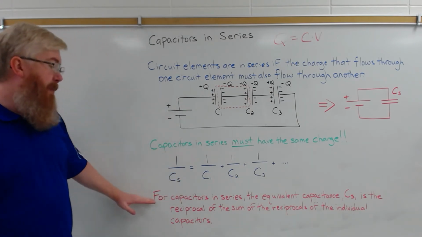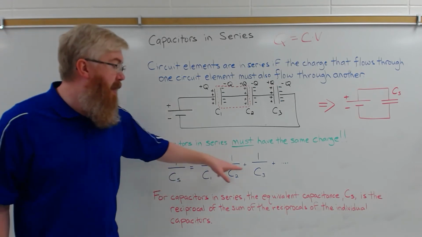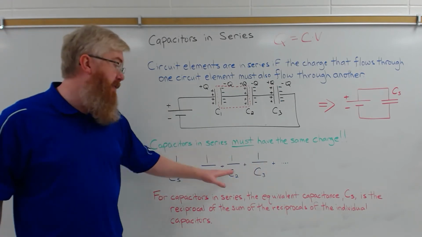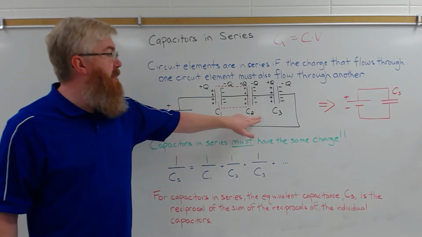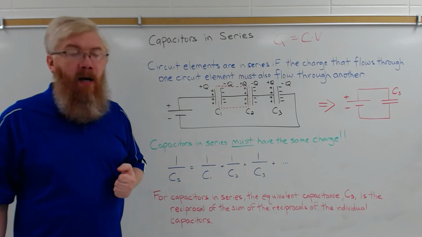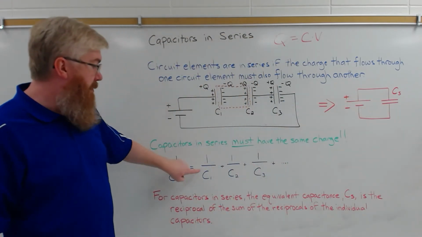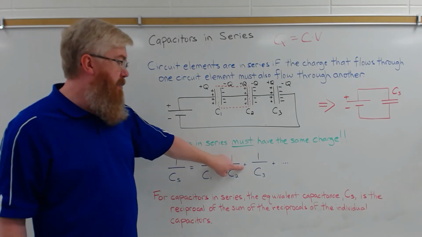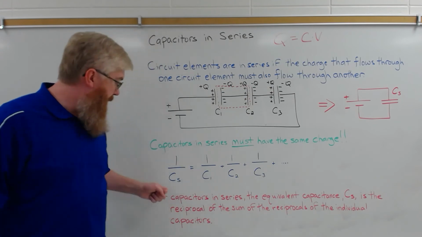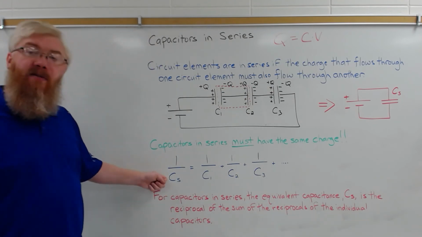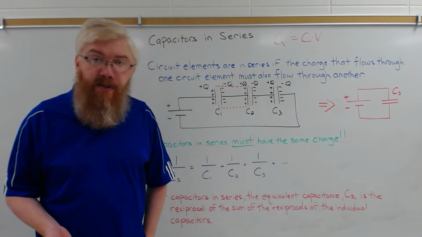So for capacitors in series, the equivalent capacitance is the reciprocal of the sum of the reciprocals of the individual capacitance values. So for example, let's pretend each of these is 10 microfarads. What is the equivalent capacitance? Well, it's 1 over 10 plus 1 over 10 plus 1 over 10. So it'll be 3/10. But it's the reciprocal. 1 over CS is the reciprocal of that. So CS is the reciprocal of 3/10, which is 10/3.